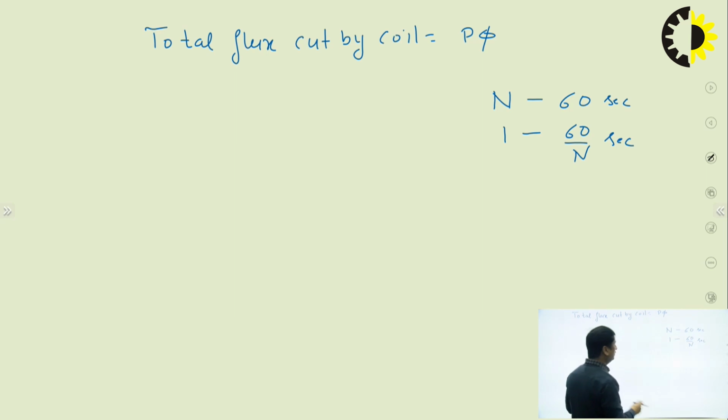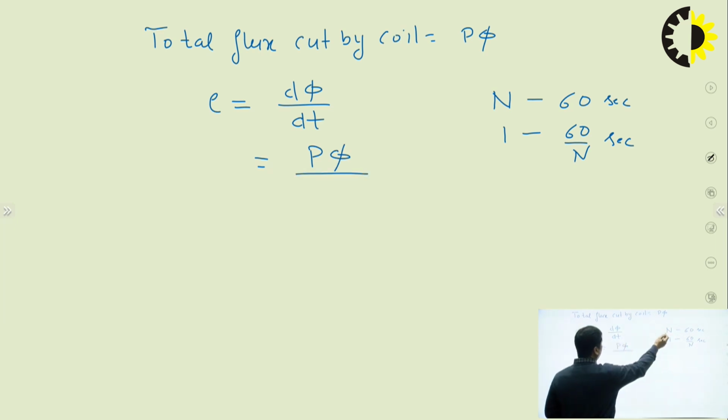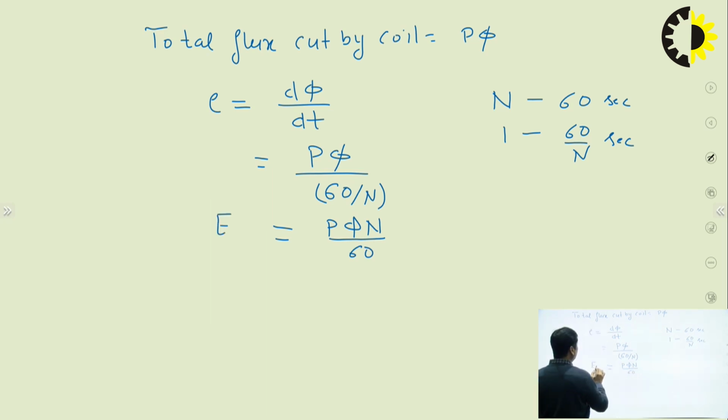So in one revolution, time taken is 60 by N. Hence, the induced EMF is given by the change of flux divided by the time taken in one revolution. So in one revolution, how much is d phi equal to? It is P phi, the total change, and in dt, it is given as 60 by N. So this will become P phi N upon 60.